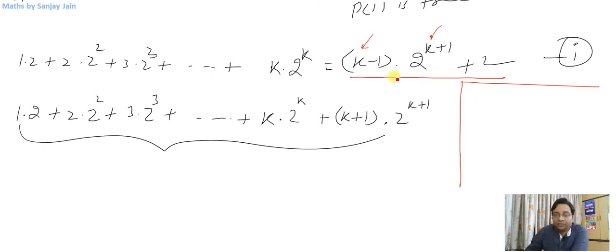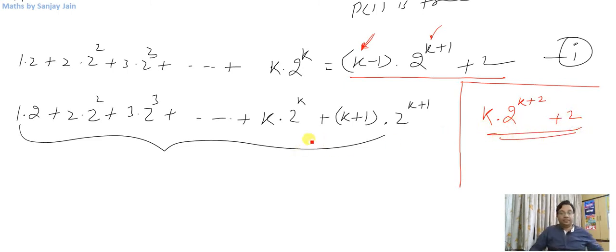So what I am looking for is, if I replace this k with k plus 1, so k plus 1 minus 1 will become k into 2 raised to power k plus 2 plus 2. This is what I am looking for on my right hand side using this. So in this expression, this is equal to this as per equation number 1.